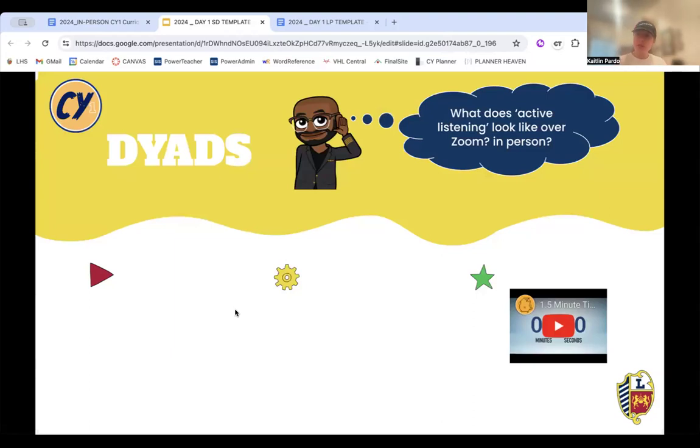So here's what we're going to do in our dyad. Go ahead and sit with your dyad. That might mean that you move your stuff and you sit next to them. Lovely, lovely, get them all situated.